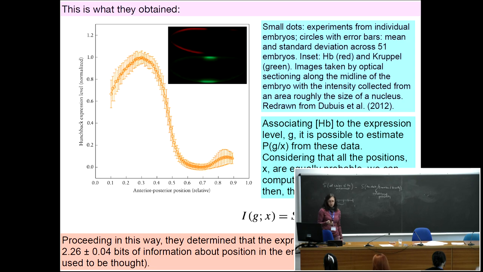And what they got was over 2 bits, which is different from what used to be thought before, because this seems very much like an on-off kind of distribution with Hunchback high here in the first half and zero in the second half, in the posterior half of the embryo. But there is a little bit more information than 1 bit.